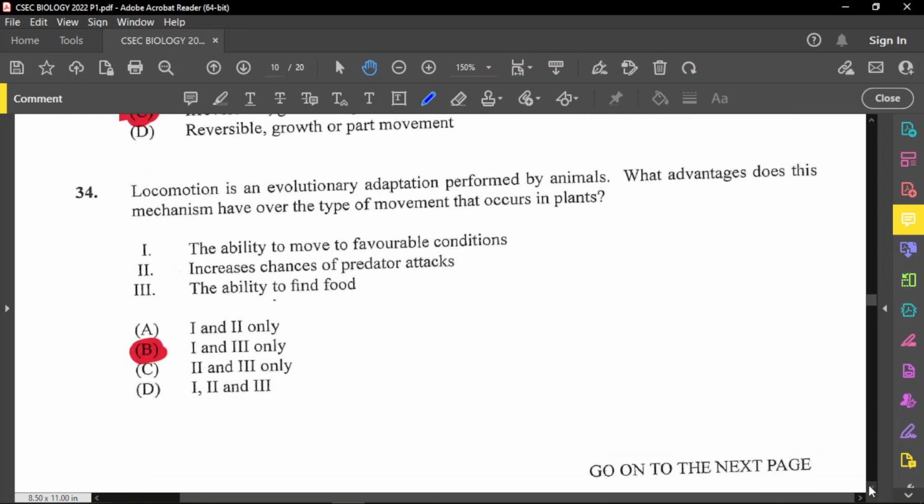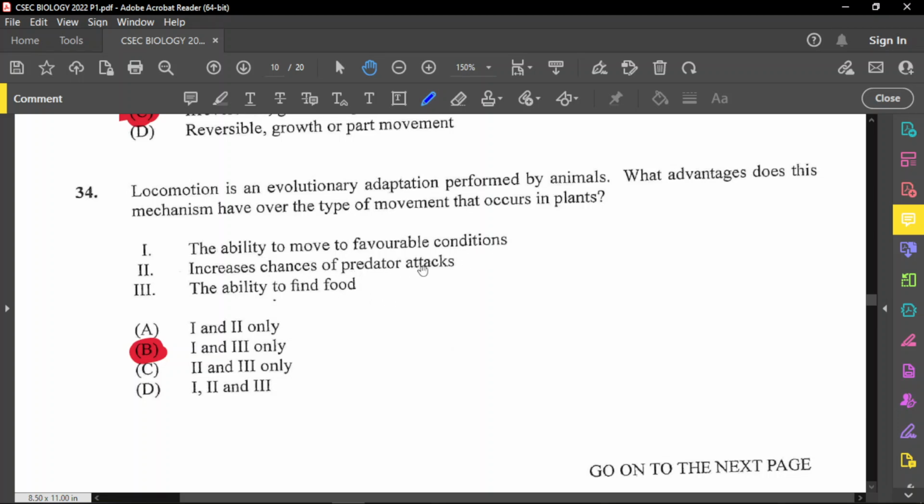34. The locomotion, which is movement, is an evolutionary adaptation performed by animals. What advantages does this mechanism have over the type of movement that occurs in plants? And plants again are immotile, which means stationary. And so the advantage here is the ability to move to favorable conditions. Definitely, if you're in a hot place, you could go to a cooler place. If this is dry, go to a more moist place, things like that. So definitely move from place to place that is more favorable.